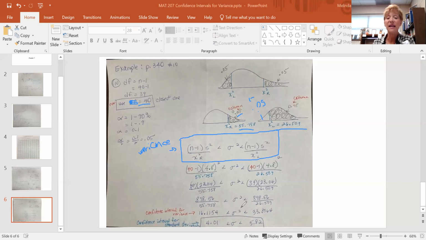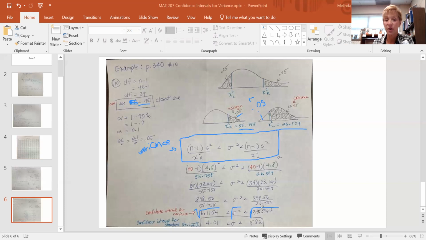Now, if it had said find a confidence interval for variance, I would be finished because sigma squared is variance, but it said find a confidence interval for standard deviation. So how do you go from variance to standard deviation? I had to take the square root all the way across. And the square root of sigma squared was just sigma, the symbol for standard deviation.